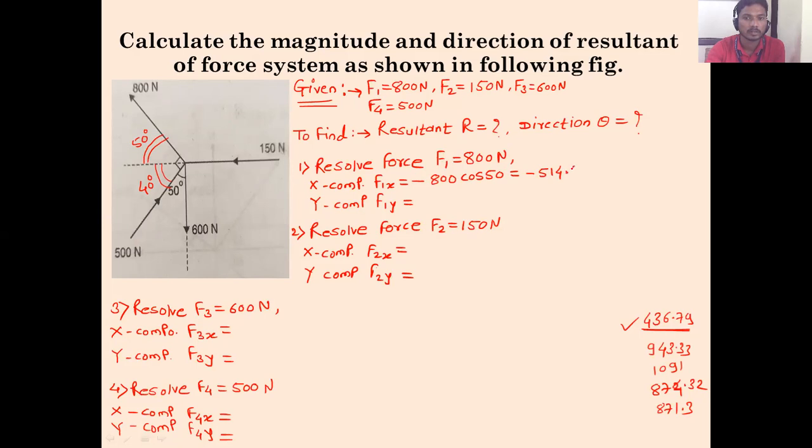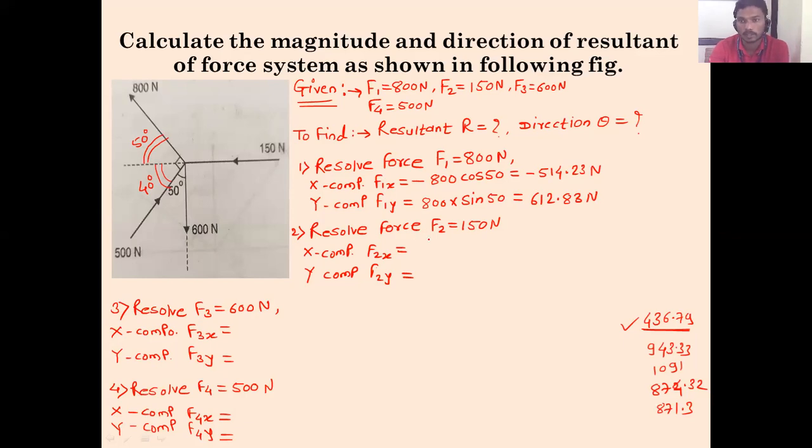14.23 Newton. Very good. Tell me now the value of the F1 component. What will that be? It is positive. Yes, it will be positive, into sine 50. Tell me that value. 612.83. Very good. This is force number 1, and the next one I have considered as force number 2, 150 Newton.